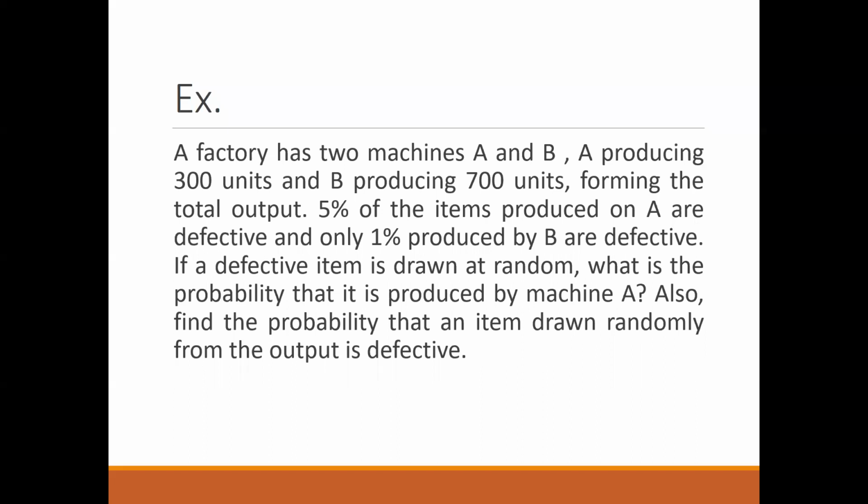Now if a defective item is drawn at random, what is the probability that it is produced by machine A? Also, find the probability that an item drawn randomly from the output is defective. So there are 2 questions given to us. The first question says that we have to find out the probability that the defective item which we have picked up or drawn is produced on machine A. Okay. So those who want to give a try, please try it out, or else I'll be showing the answers. But I would like you all to give a try.